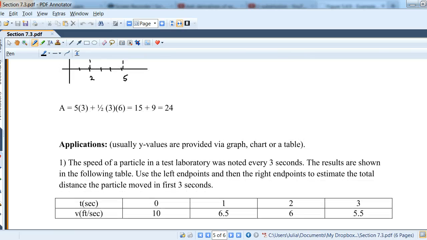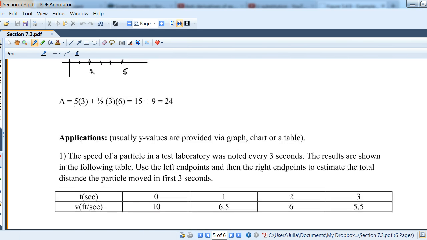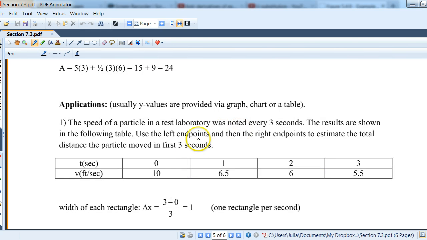And for applications, here's a quick one. Usually the y values are provided either via a graph, chart, or a table, and the idea is exactly the same. So let's say the speed of a particle in a test laboratory was noted every second. The results are shown in the following table, and use the left endpoints and then right endpoints to estimate the total distance the particle moved in the first 3 seconds. So here we have the times, 0, 1, 2, 3, and then we have the velocity, which is in feet per second. You can guess that the interval in the first 3 seconds would be from 0 to 3. That's how come I got the width of each rectangle was 3 minus 0 over 3, which is 1.